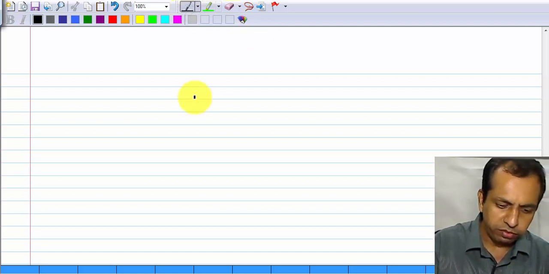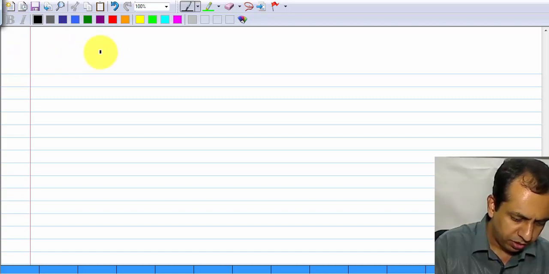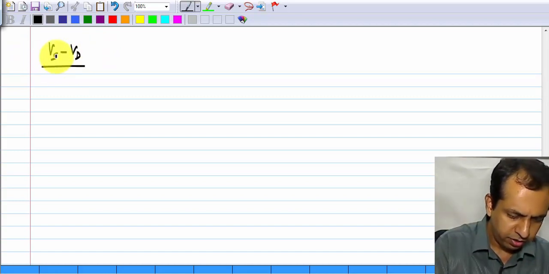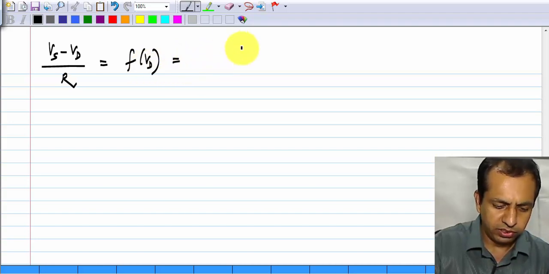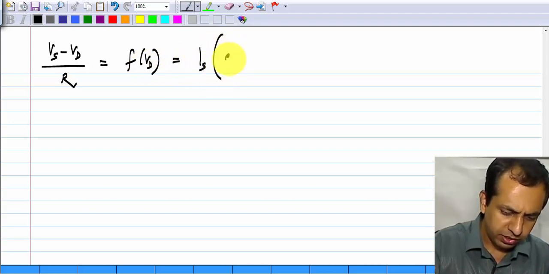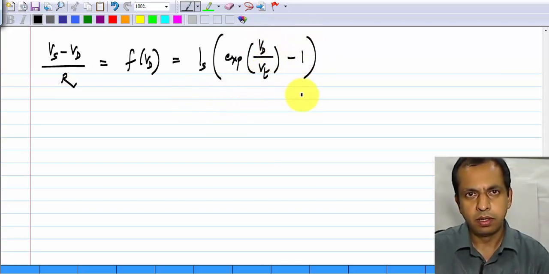So what are we really doing when we approximate that curve by a straight line? Let's see. In general terms, the equations for this circuit were (Vs minus Vd) by R equals f of Vd, and for the particular case of the diode, this f of Vd was Is times exponential of Vd by Vt, minus 1.